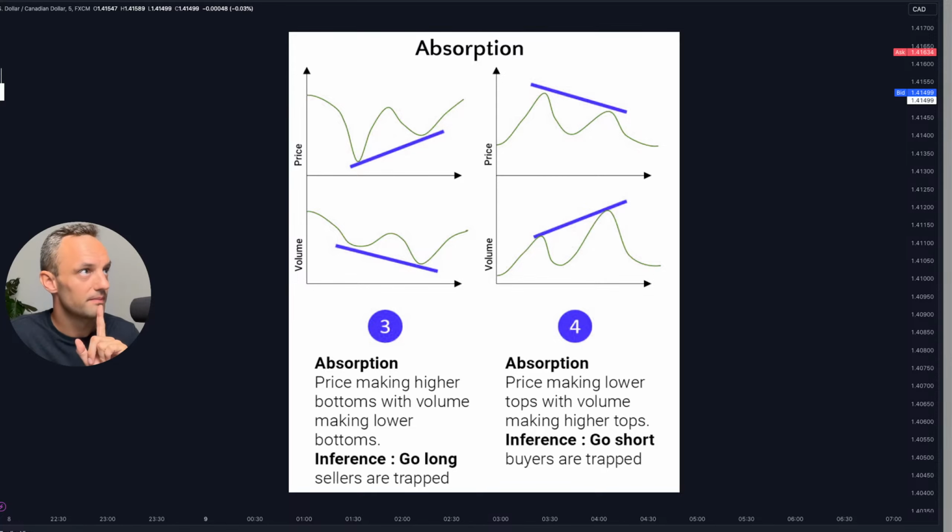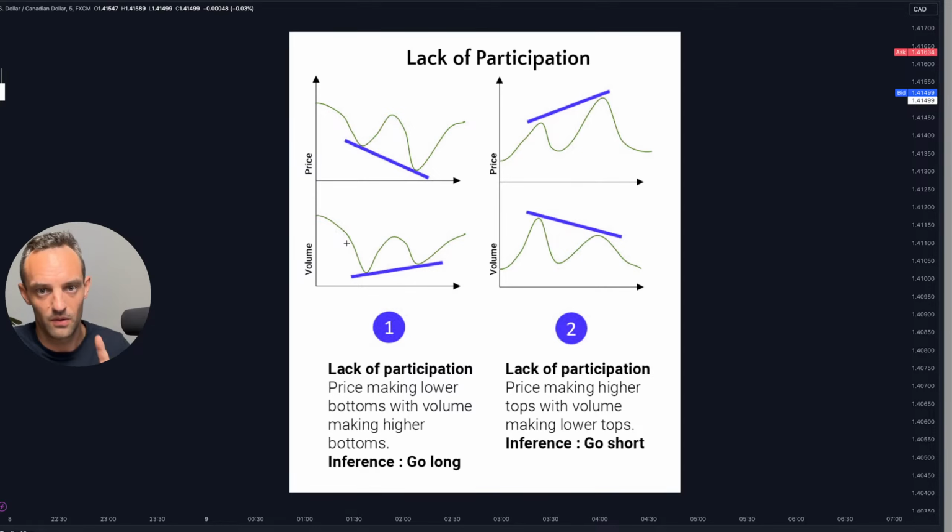This is the absorption. But before we start, the lack of participation. And this is very crucial to understand. If you don't understand these two things, don't trade with volume, because this is how the big market participants are moving around their positions. You can spot highs and lows with these two methods. Always check these two methods in more than one time frame.